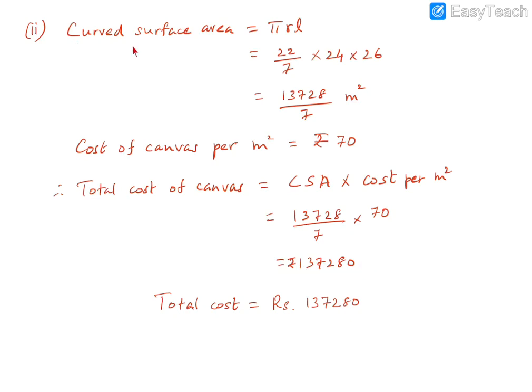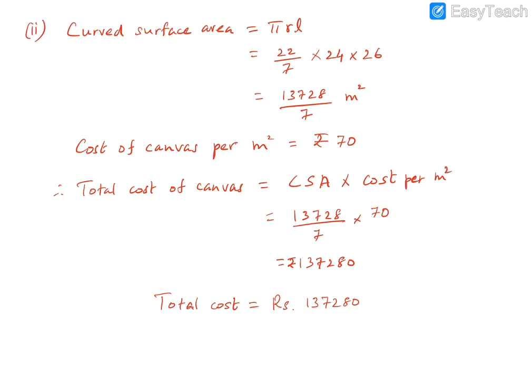Now why do we use only the curved surface area and not the total surface area? Because the total surface area includes the base of the tent, and normally when we make a tent, the base will be the open ground. We are not going to cover the base with the canvas, so we don't need to put canvas on the floor. Therefore, we are interested only in calculating the curved surface area of the conical tent, and from that, we are able to get the total cost of the canvas.